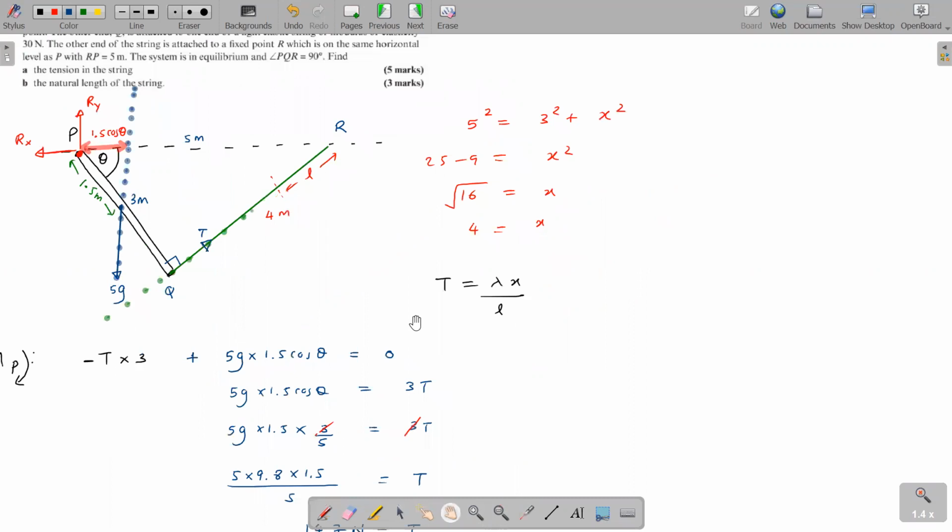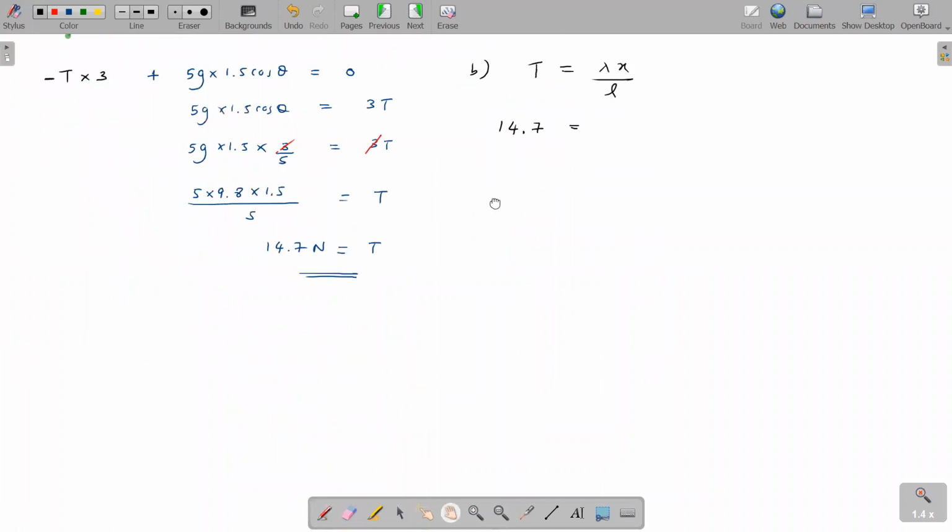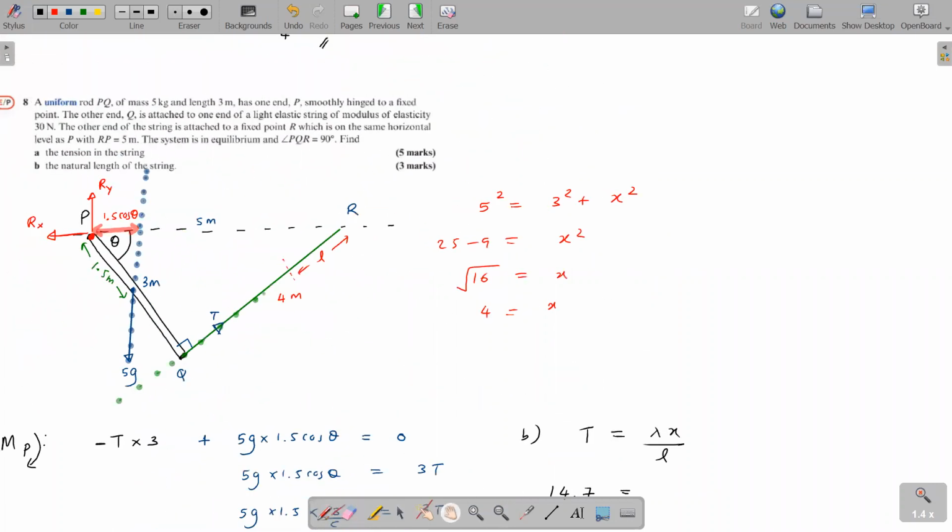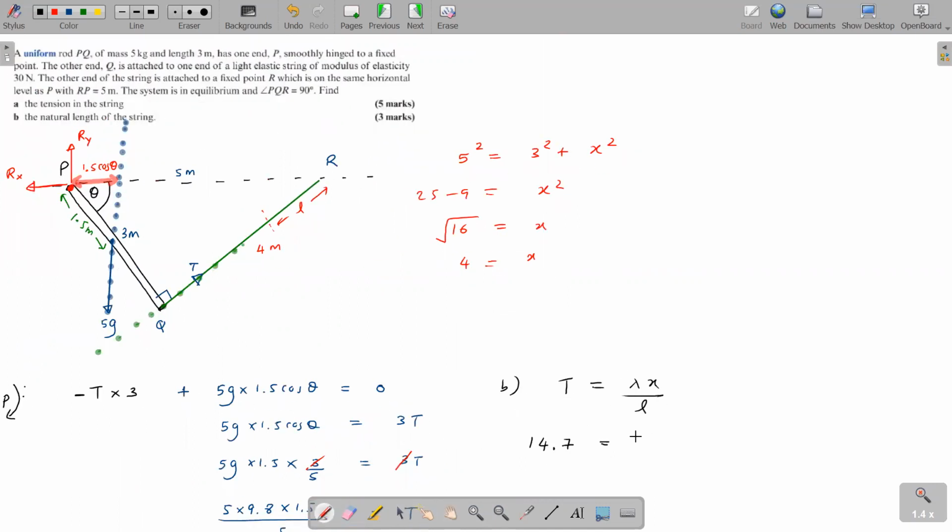Since we know the tension now, I can use tension equals lambda x over L. Previously, I could not use it because I did not know most of the values, but now I know the tension value. We just got the tension value as 14.7. The lambda value is given in the question as 30.